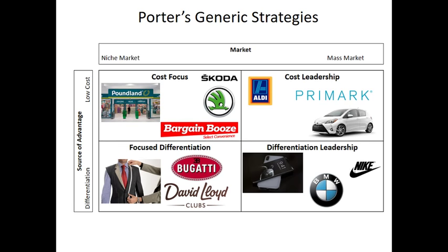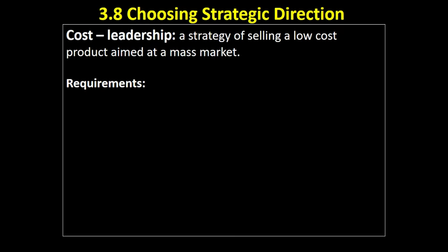Porter's point about this was that an organisation needs a really clear focus. If an organisation is stuck in the middle and not really sure whether it's a niche or a mass market product, whether they've got a low cost or a highly differentiated strategy, you're not going to be successful. That was Porter's point. So organisations need to be really clear on their strategy. And we're going to look particularly at cost leadership in this strategy.